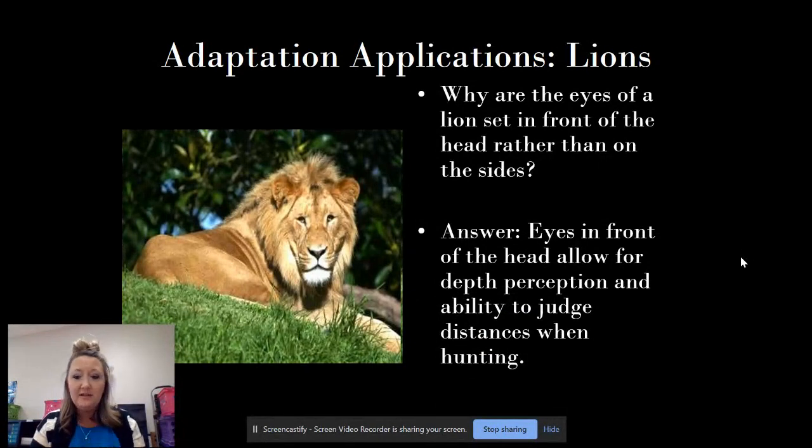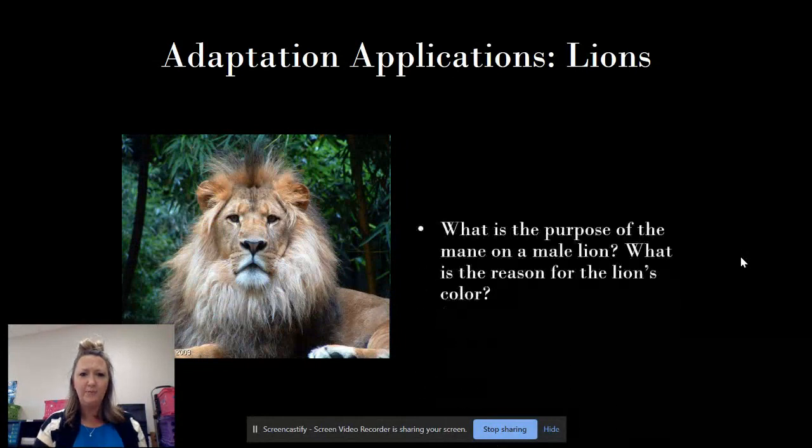It helps them to have that depth perception like we have. We can tell how far something is away and judge how long or hard they're going to have to jump or propel themselves when they're hunting. And so lions have that predator eye in the front of their head, instead of on the sides like a prey animal.